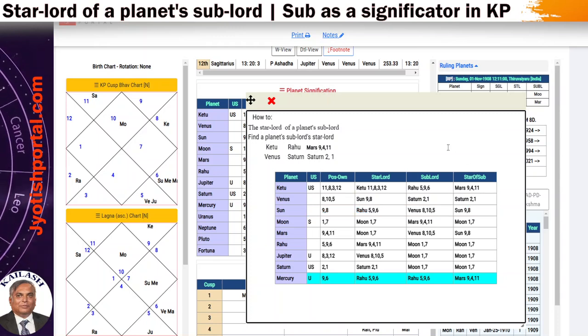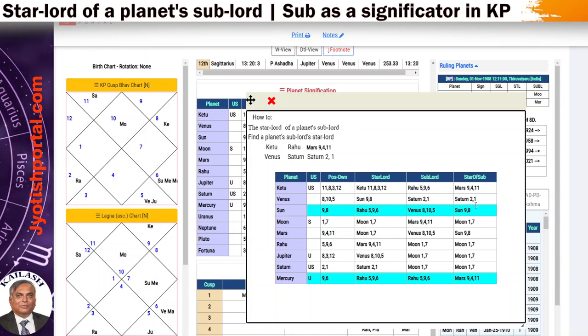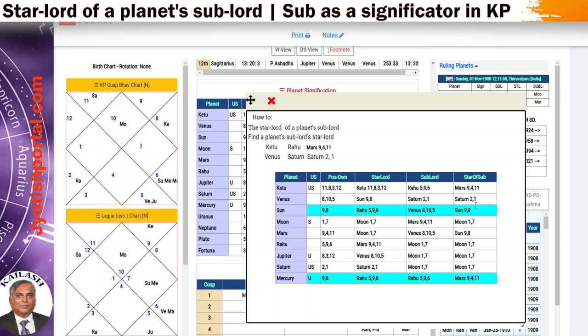Like I mentioned, this is very easy, but it has impacted the table of signification. Now you see there is an additional column with some more signification. Now this concept, the sub as a significator, keeps appearing in Krishnamurti's various books. Sometimes he has made use of it, sometimes he has not used it.